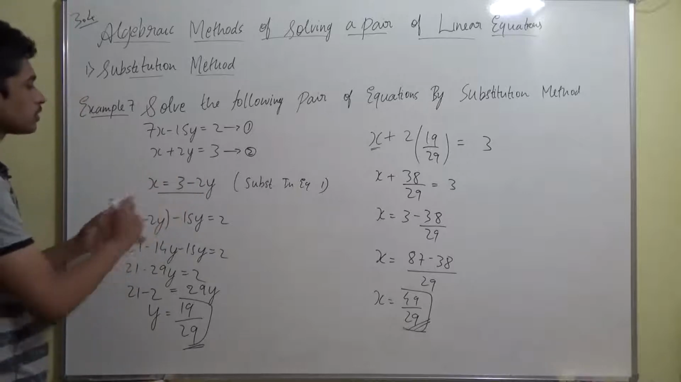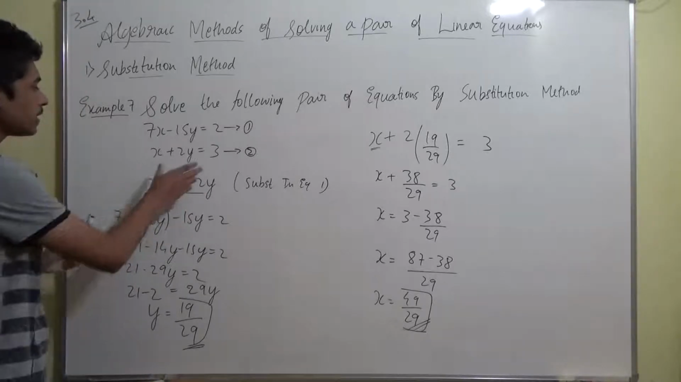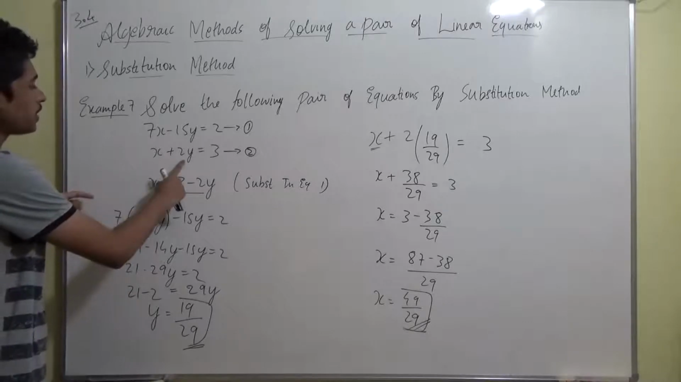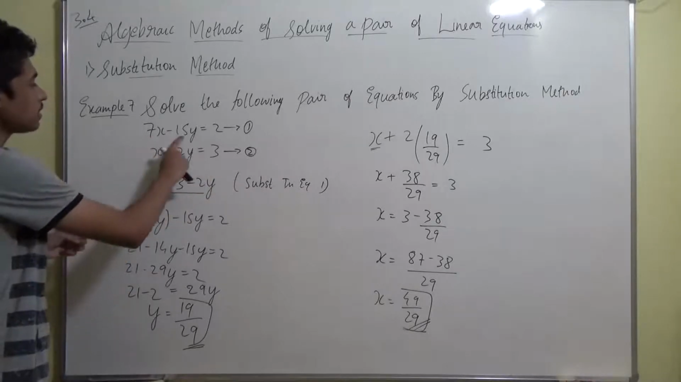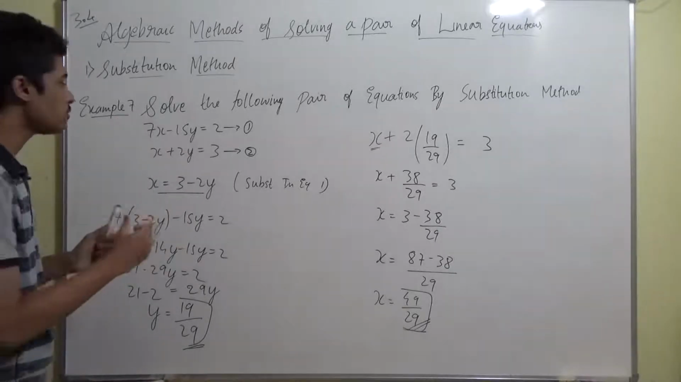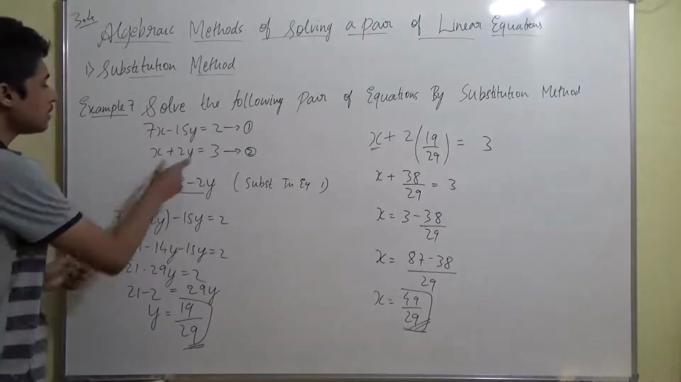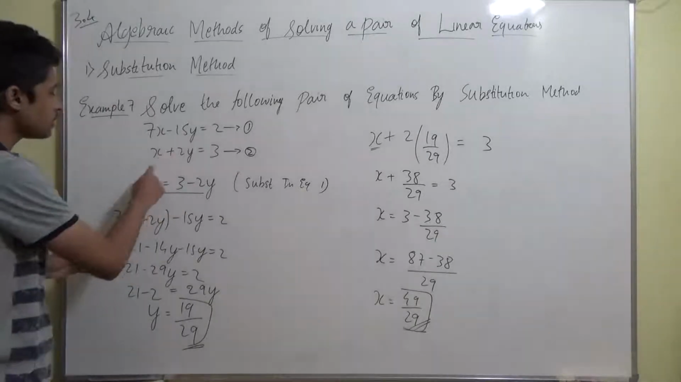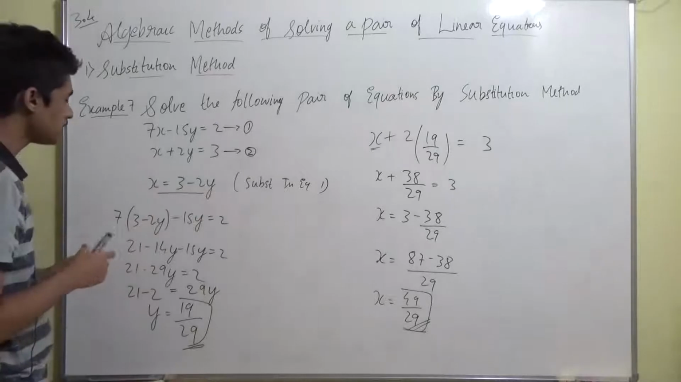What you are going to do is, in the first step, you will take the simpler equation. That is, if you see here, the numbers are small, right? It's like 1, 2 and 3. Here it's like 7, 15 and 2. So here it seems like the equation might come out a bit complex. So we'll take this equation and bring the value of one variable in terms of the other variable. That is, we'll take the value of x in terms of the other variable.